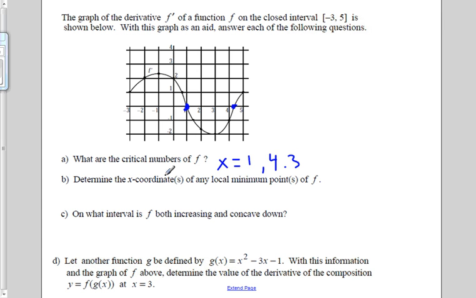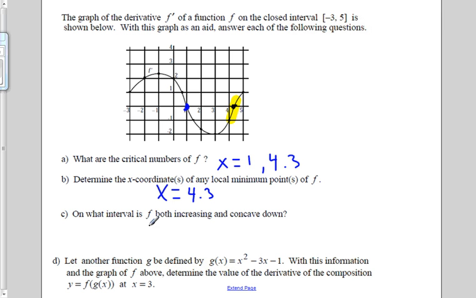And it says determine the x-coordinate of any local minimum point. Well, the minimum point is when my derivative is going to go from a negative value to 0 or undefined to a positive value. So my local min is going to occur at x equals 4.3.